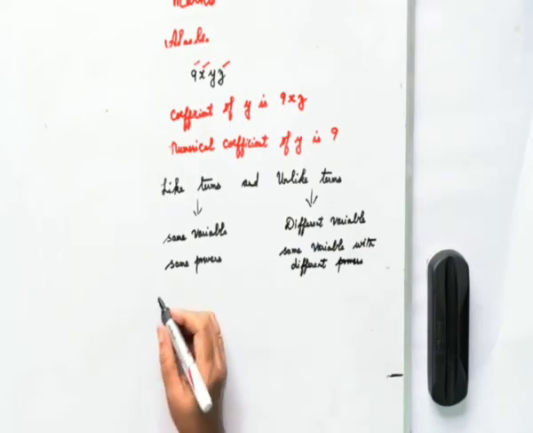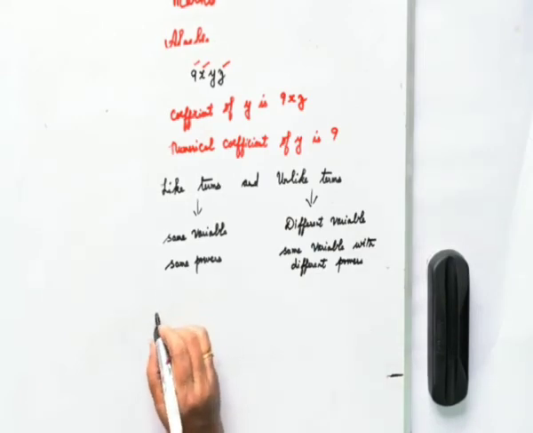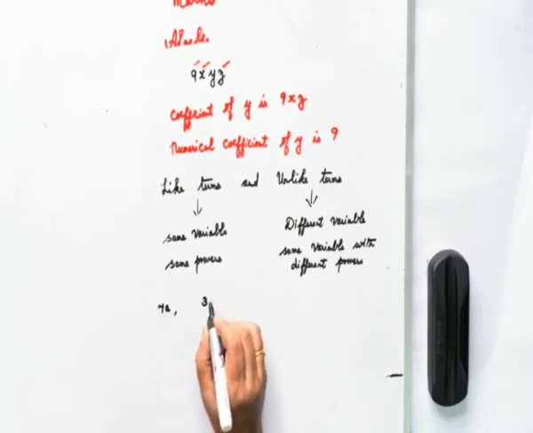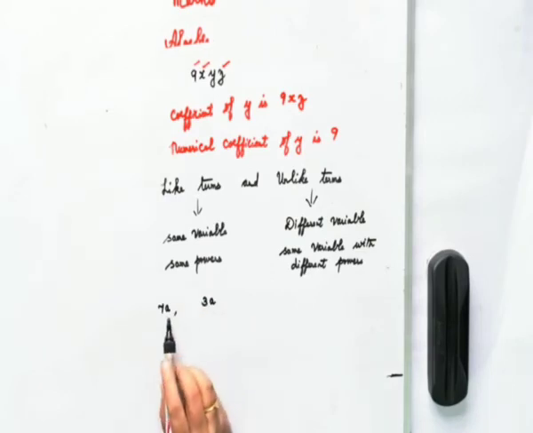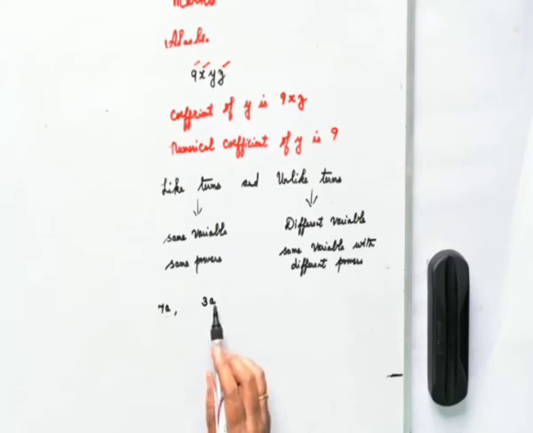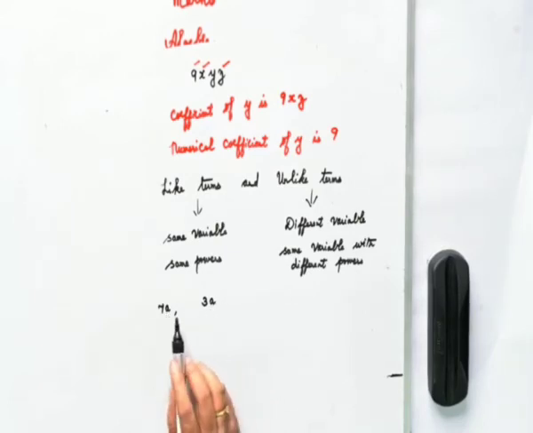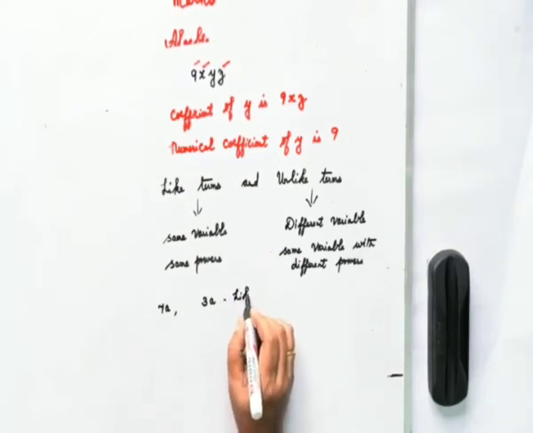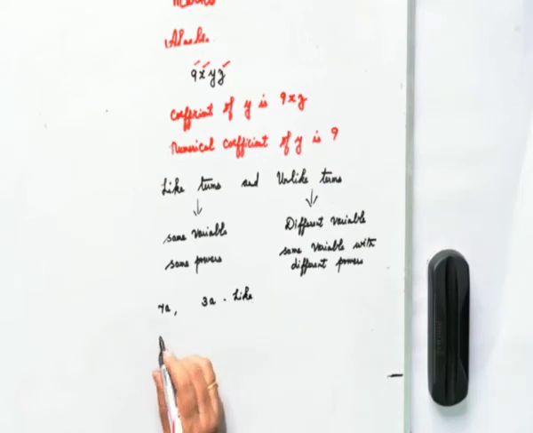Let me give an example now. 7a, 3a. What is the variable here? a. Here also what is the variable? a. Because the variable is the same, it is a like term.